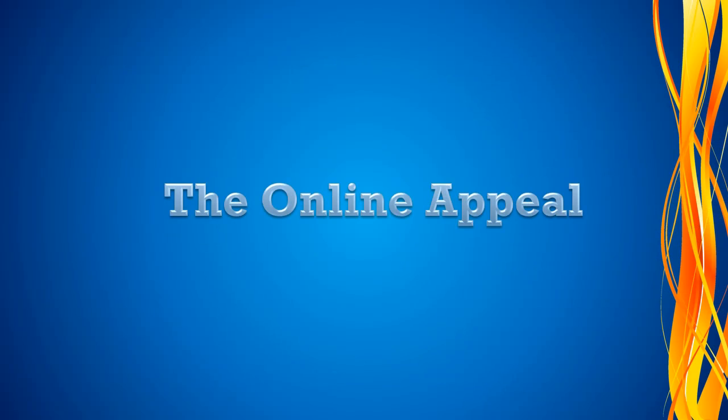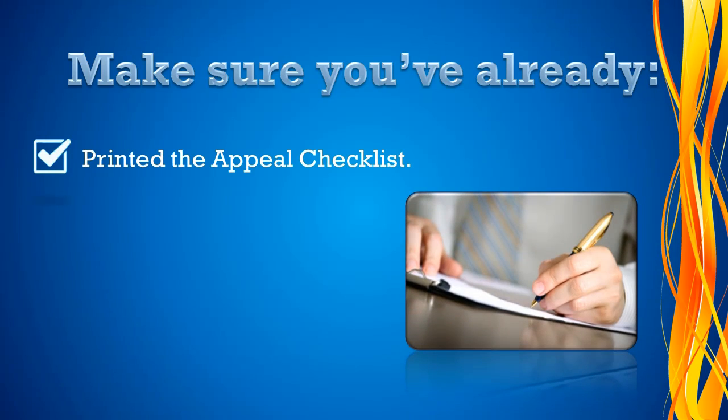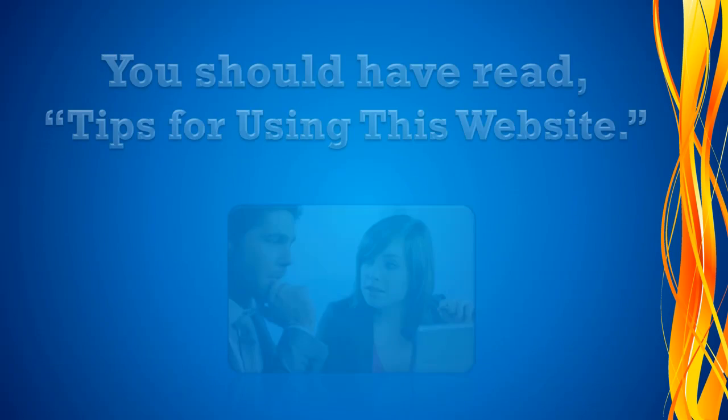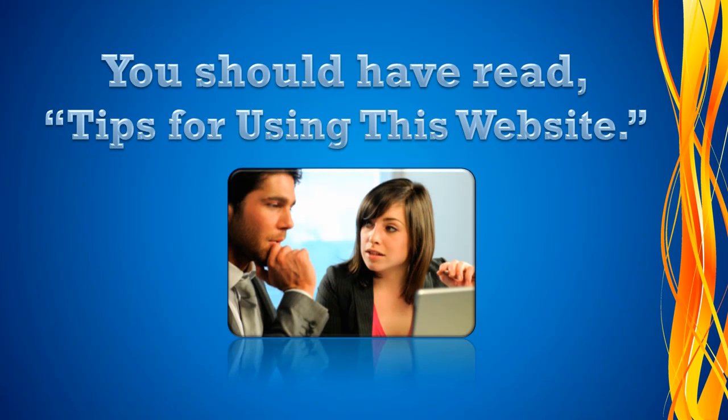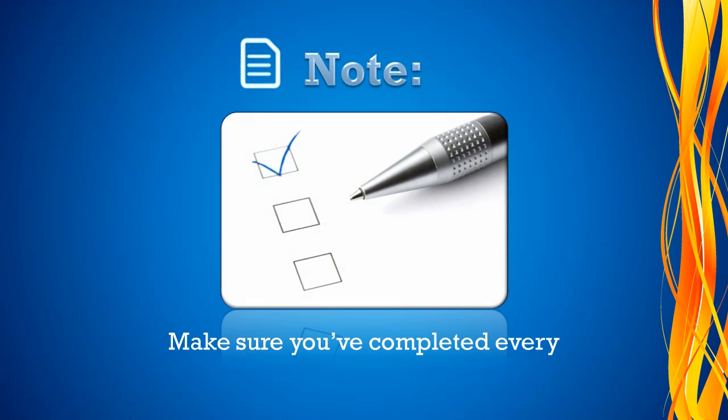Before we get started on your appeal, make sure you've completed the following steps from the Before You Appeal video. Step 1. You should have printed the appeal checklist, gathered all of the information together, and checked each item off of the list. Step 2. You should also have read through the tips for using the Social Security website document, which is available in the resource section of representmyself.com. Make sure you've completed each item on the appeal checklist before continuing on.